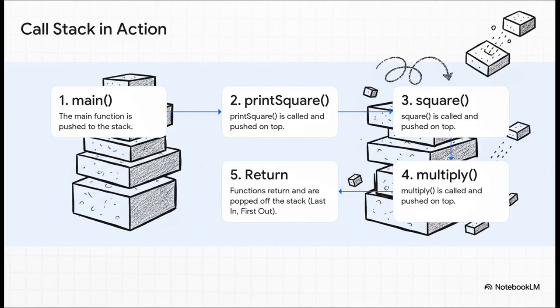Okay, so our code starts running, and boom, main gets pushed onto the stack. Then main calls printSquare, so that gets added on top. printSquare calls square, which goes on top of that. And then square calls multiply. You see how they're stacking up? Now, once multiply is done, it gets popped off the top. Then square finishes, and it gets popped off. This goes on and on until the stack is totally empty. It's what we call last in, first out. Simple, synchronous, one at a time.